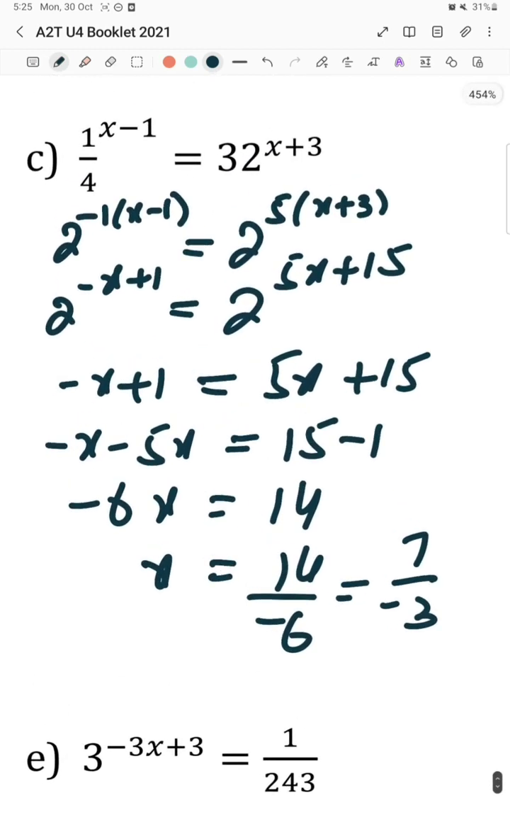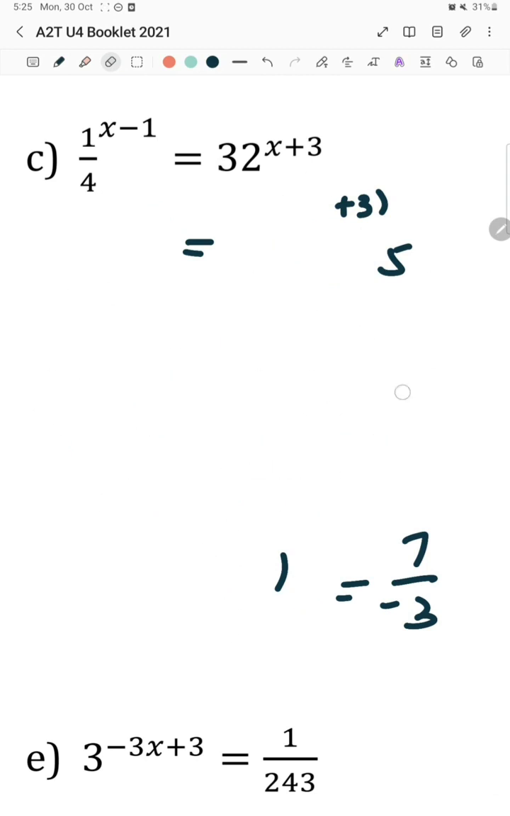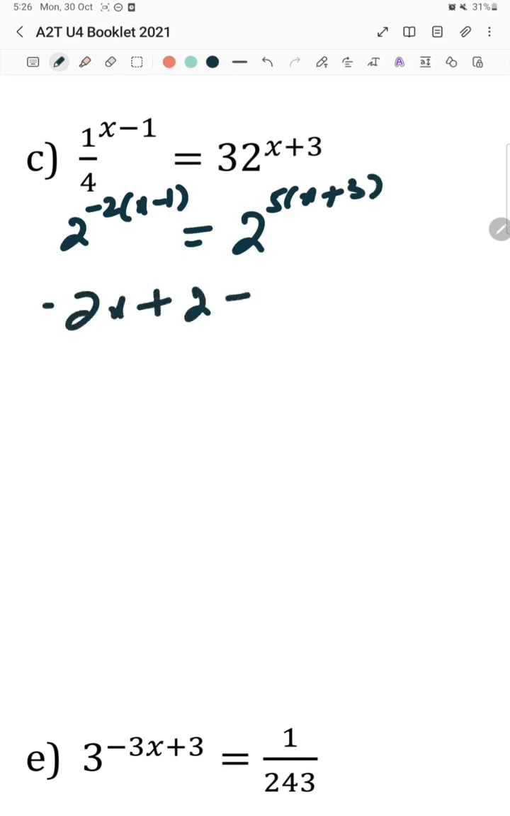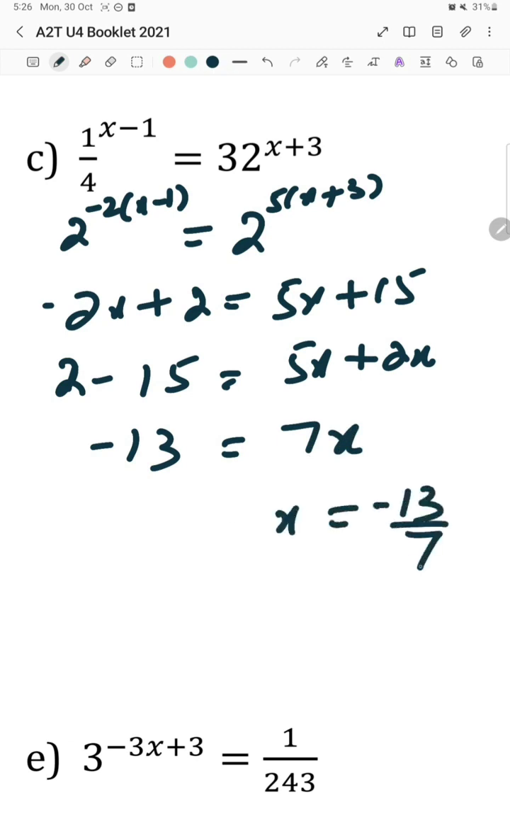And I'm sorry for this, I'm doing this again. Okay, so it would be 2 to the power minus 2x minus 1, 2 to the power 5x plus 3, so minus 2x plus 2, which is equal to 5x plus 15. 2 minus 15, which is equal to 5x plus 2x, which will be equal to minus 13 is equal to 7x. So x is equal to minus 13 by 7.